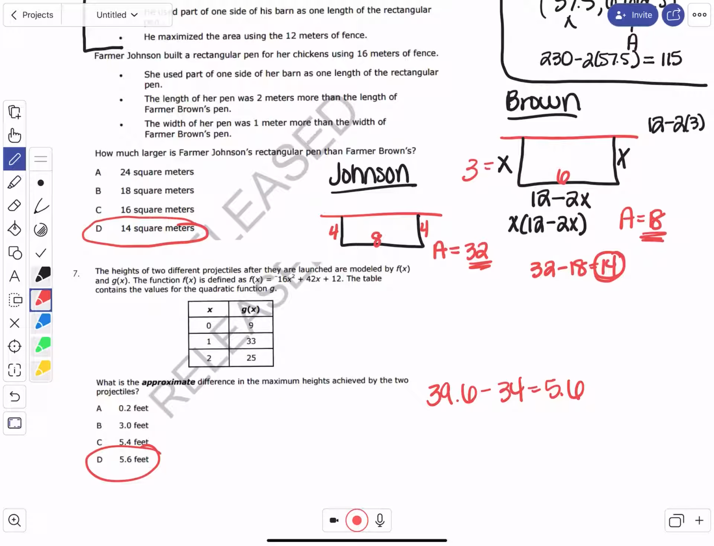Okay, so that's how you would do a problem like that. It's comparing two different functions. They give you two different formats. So you would have to plot those points and get your equation and subtract those two different heights.